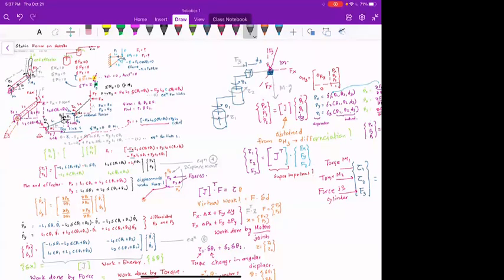And then what you do is just substitute everything else is equal to 0, and you can find out the forces that you need to support that mass.